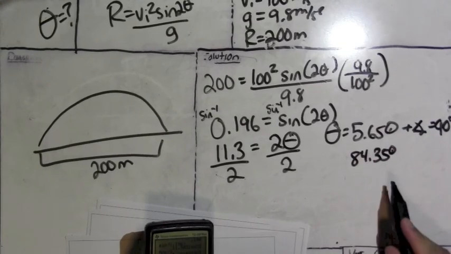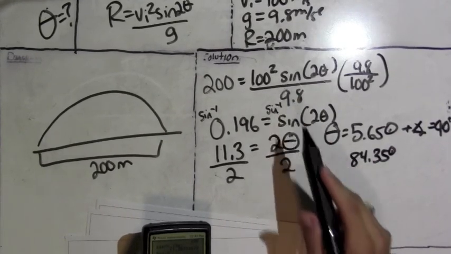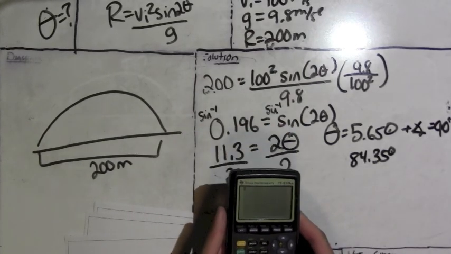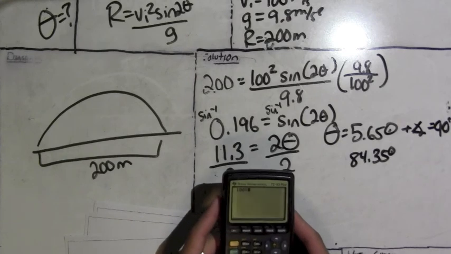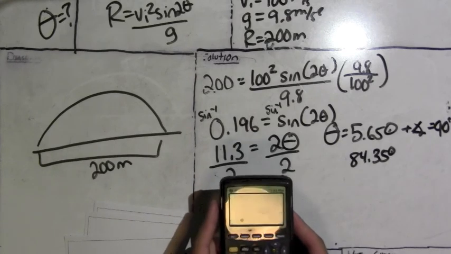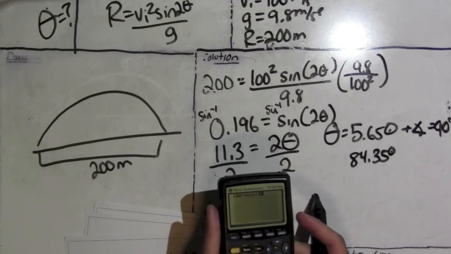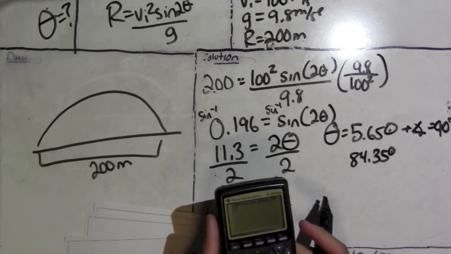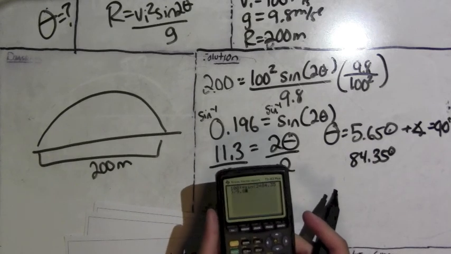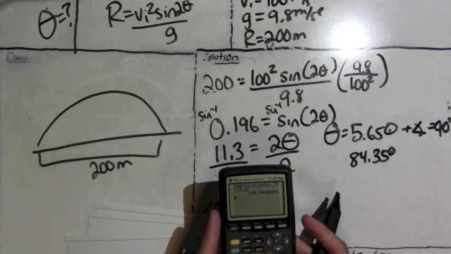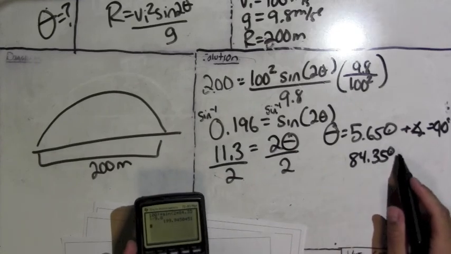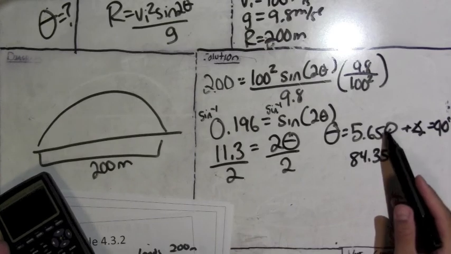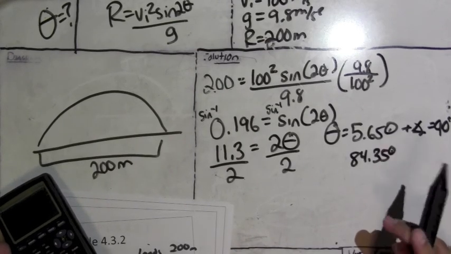So let's verify this prediction just by plugging it into this equation and trying to see if we get our same 200 meter range. So you plug in, you say 100 squared times the sine of 2 times 84.35, close parentheses, divided by 9.8, and when you do that, you get 199.95, which is almost the exact same thing as 200. The reason why it's just a little bit different is we did round these terms just slightly.